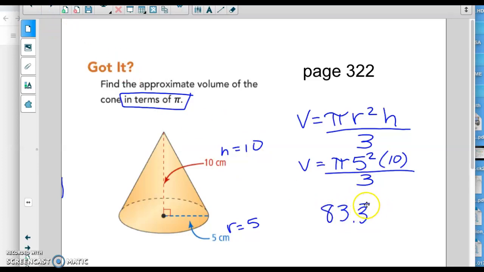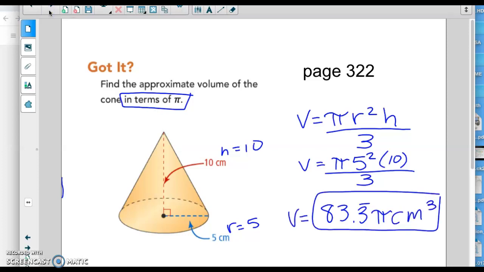That's what this little bar means. But don't forget that pi has to go into your answer. So go ahead and add the pi symbol. And remember that we are talking about volume, so centimeters cubed is your final answer.